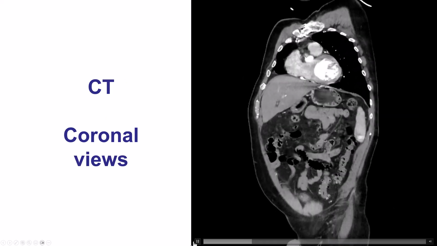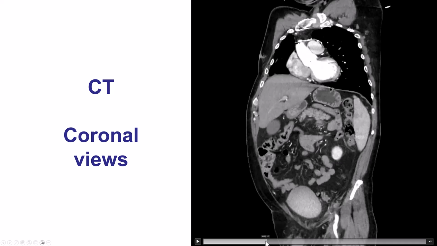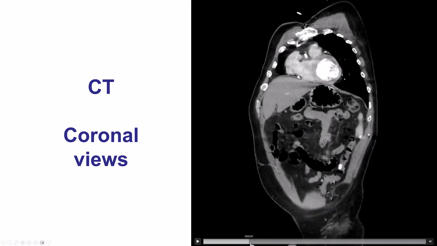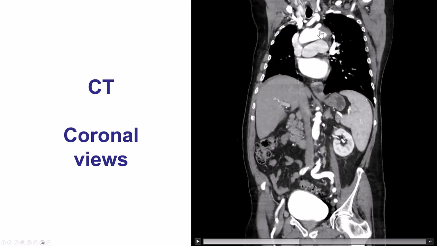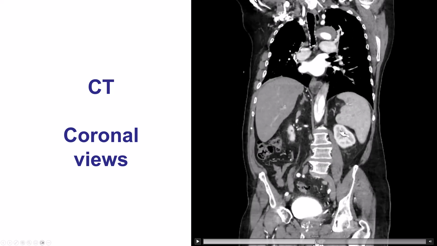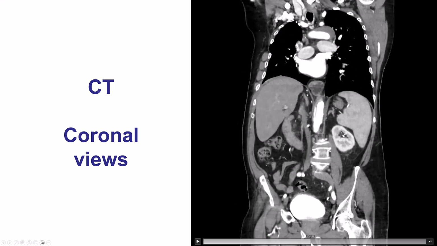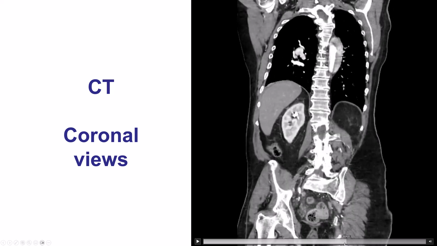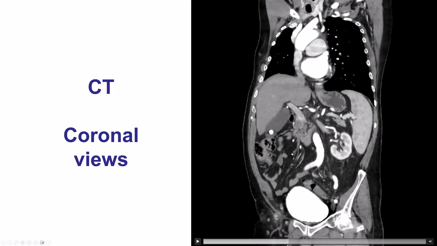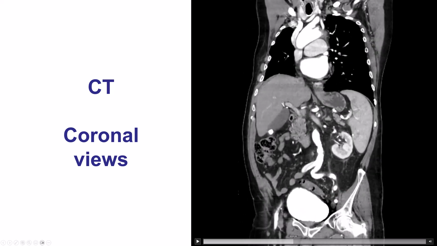And these are the coronal views, and this shows a little more clearly the extent of the dissection. Essentially, the dissection goes all the way to the origin of the left subclavian artery, and then continues down into the descending aorta, abdominal aorta, and then goes into the iliac artery.